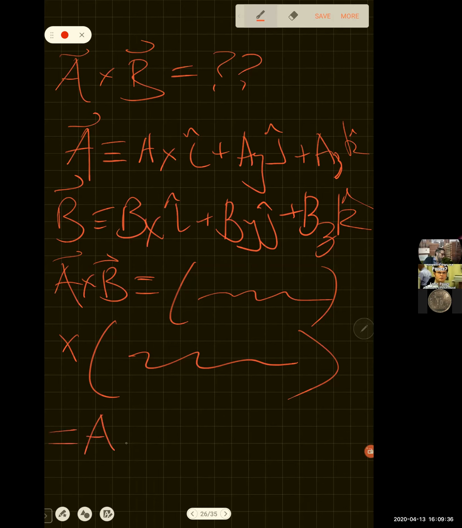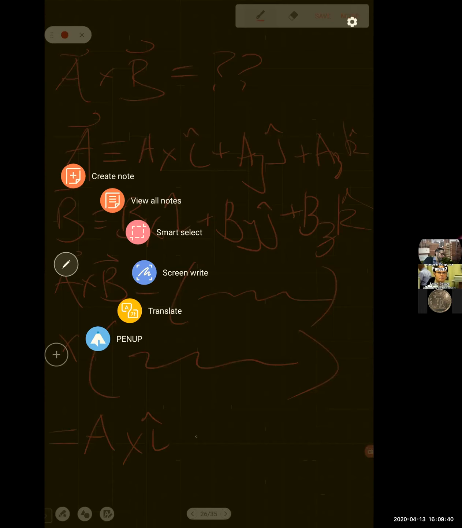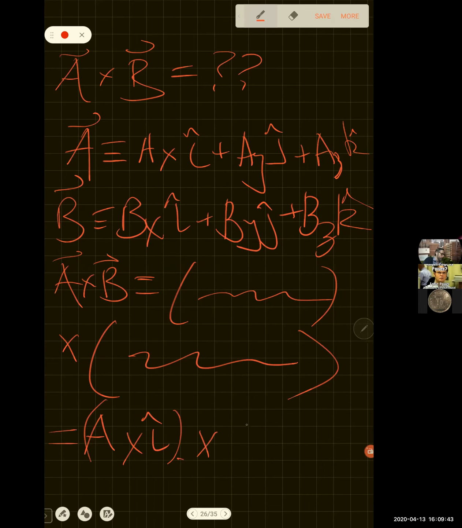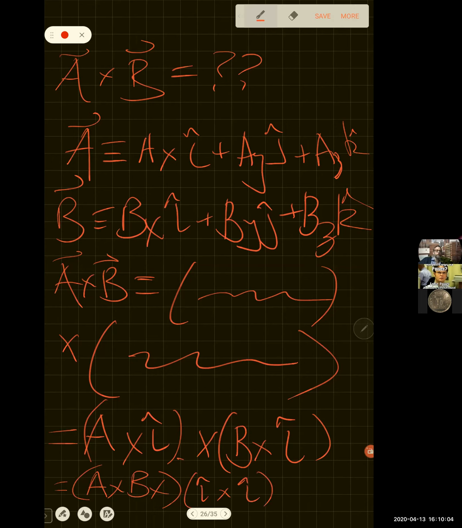The first term is a_x I hat crossed with b_x I hat. That's the same thing as a_x b_x times I hat cross I hat. Now, I'm not going to ask you to participate because it's over. You're in overtime now. But what is I hat cross I hat? It is, as we all know, 0. So the full first term vanishes and doesn't contribute anything to the answer.